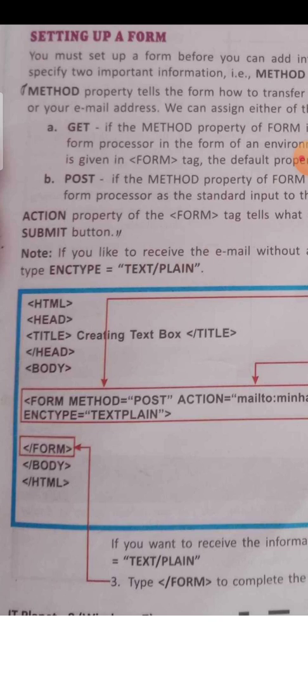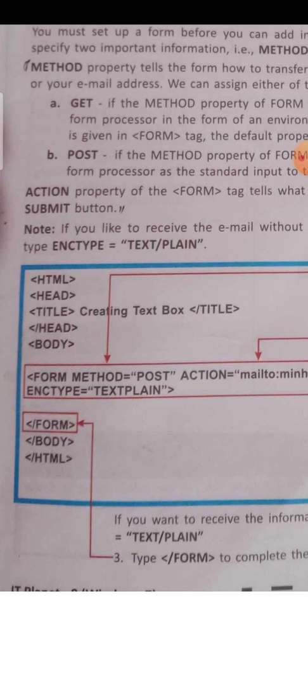A program always starts from HTML, and then after the head comes the title of the web page. The title of the web page in this case is "create text box", and then the head is closed. Then the body starts, and we write form. Form is the main element to create a form in our web page.